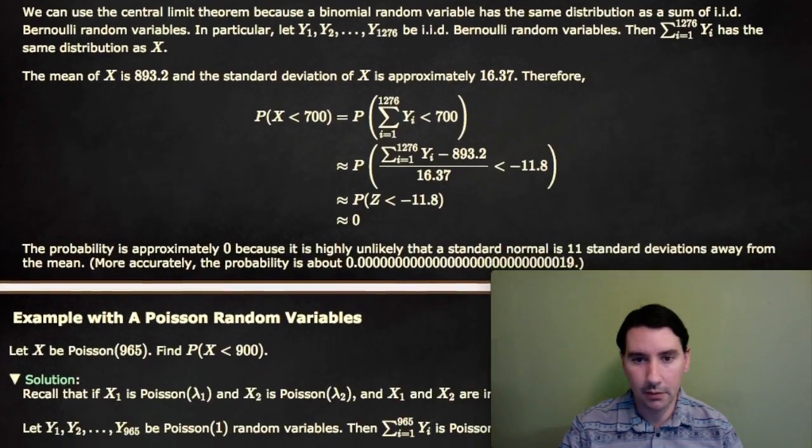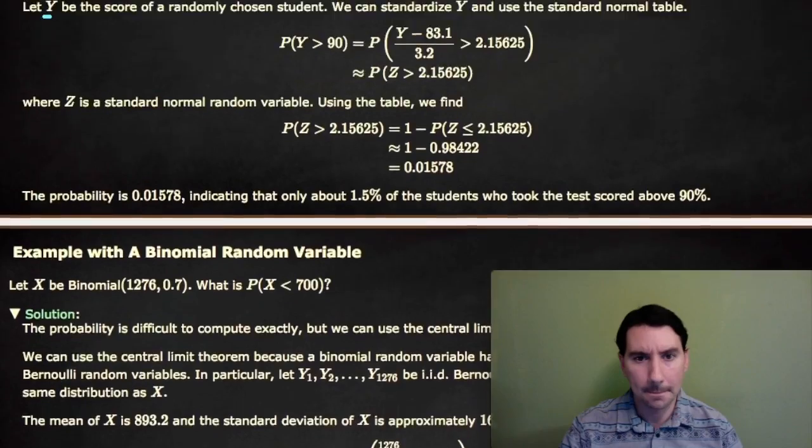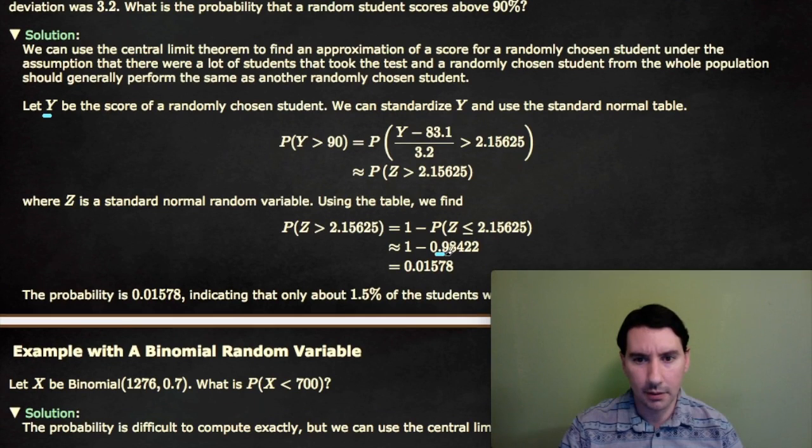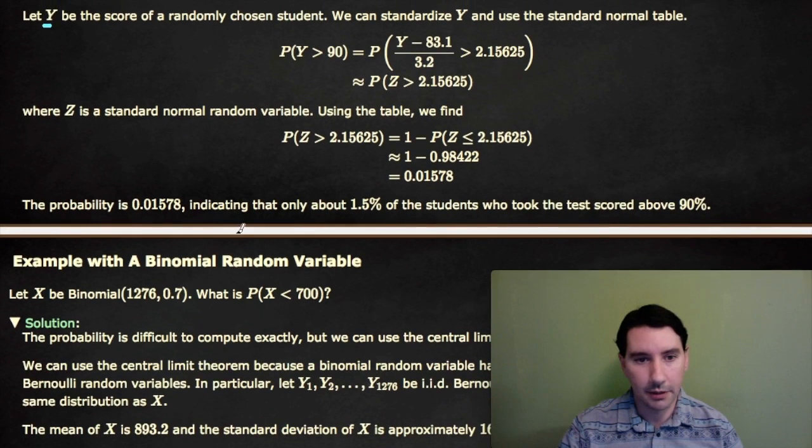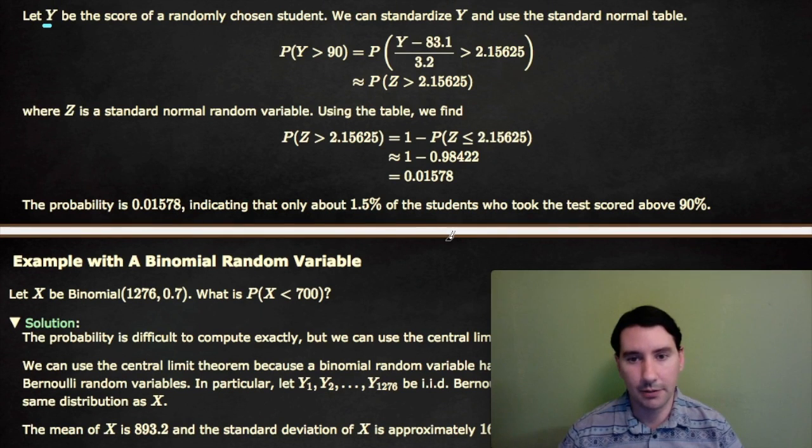So coming back down, we get 0.98422, and then we're looking at 1 minus that, so we get 0.01578. So there's roughly a probability of 0.01578, or about a 1.5% chance that the student scored above a 90, because about 1.5% of the students who took the test will have scored above a 90%.